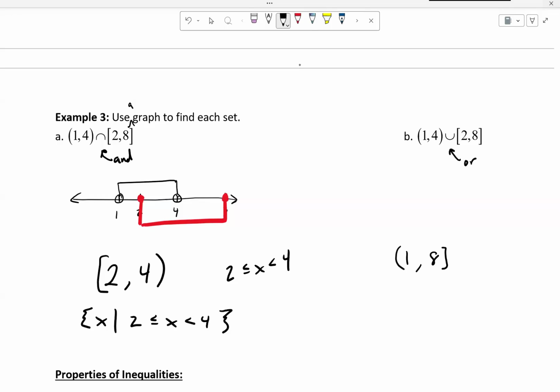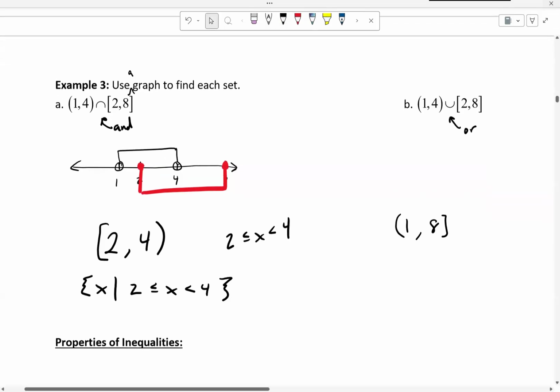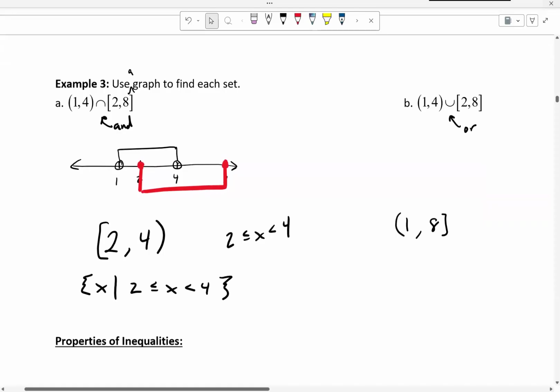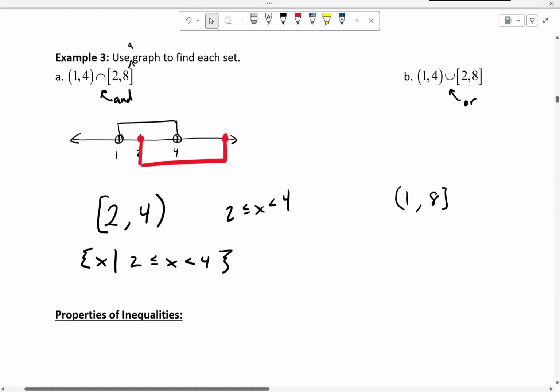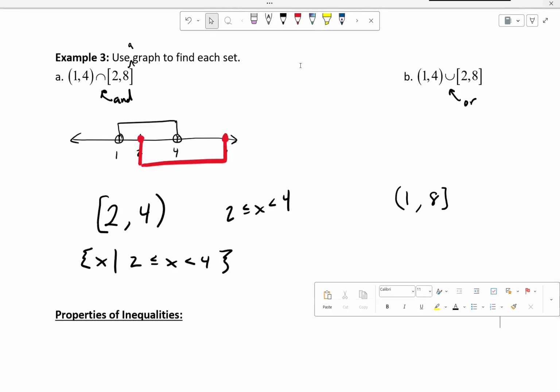I'm just going to do this in notation, depending on what it says. The graph is our work, and then it's up to you to write your answer in a way that makes sense. Interval notation is a very clear description of the answer, so that's fine. Any one of those is fine.